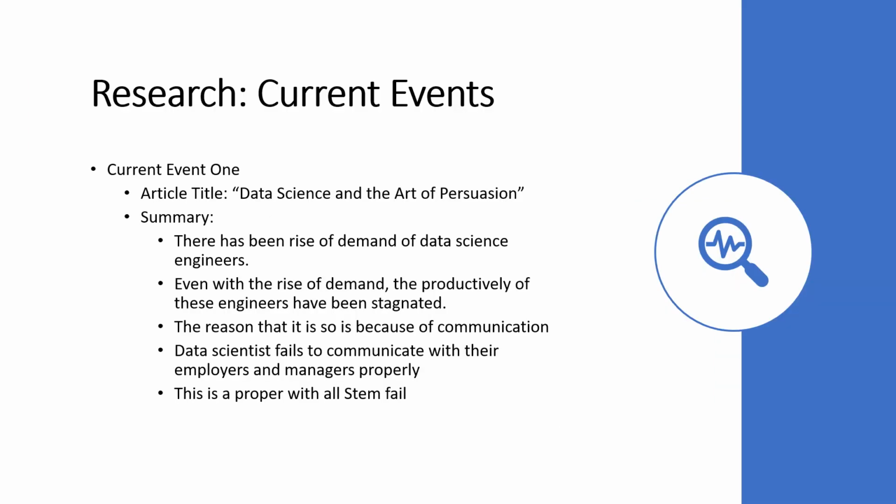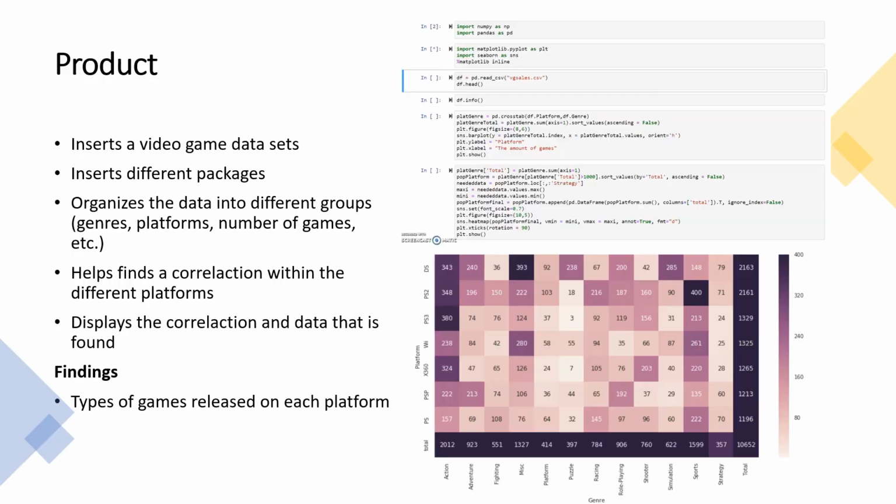We also had a current event assignment within our ISM course. My current event article was Data Science and the Art of Persuasion. The article basically talks about how even though there's a demand for data science engineers, the demand is stagnated because there's a communication error between data scientists and their managers and executives.